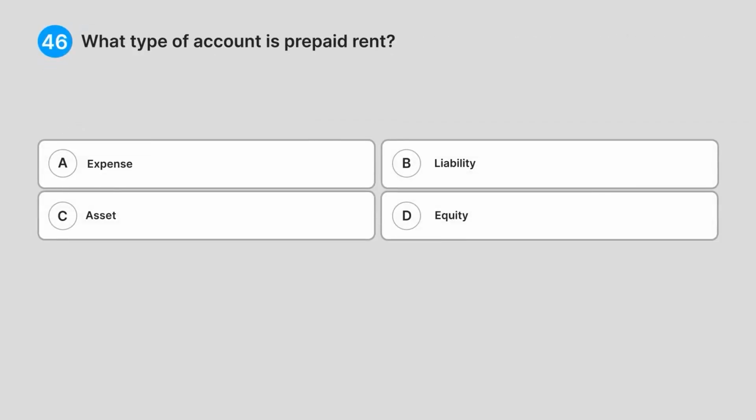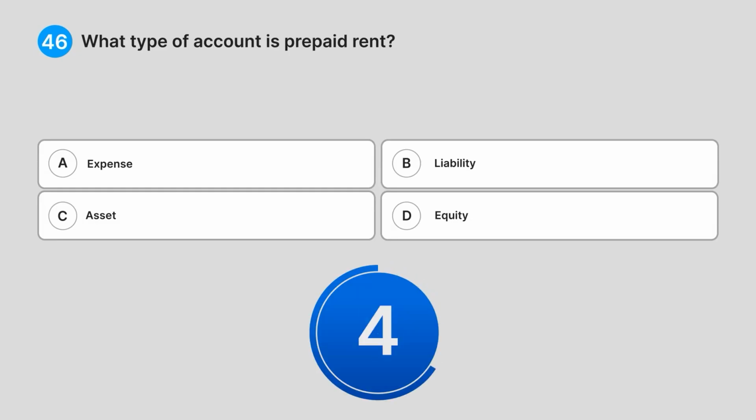46. What type of account is prepaid rent? A. Expense. B. Liability. C. Asset. D. Equity. Can you guess the answer?